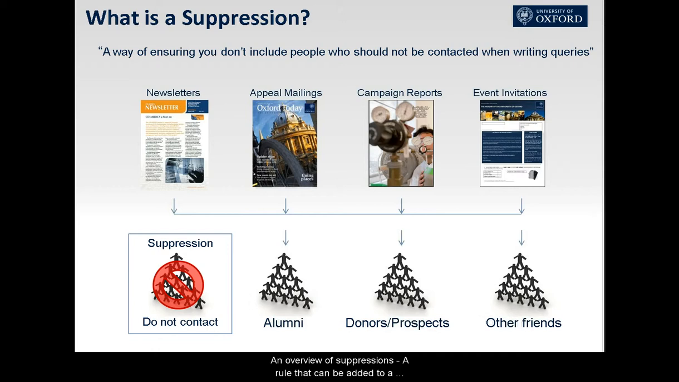The final part of today's tutorial is an overview of suppressions. A suppression is a rule that can be added to a query to exclude anyone who should not be contacted. So this is very relevant to mail preferences and solicit codes. Suppressions are essential when drafting lists, as they will weed out anyone who should not be contacted. It doesn't matter whether it's a newsletter, an appeal mailing, a campaign report, an event invitation, whatever it is, it will weed out the people you do not want to send your communication to and include those that do.